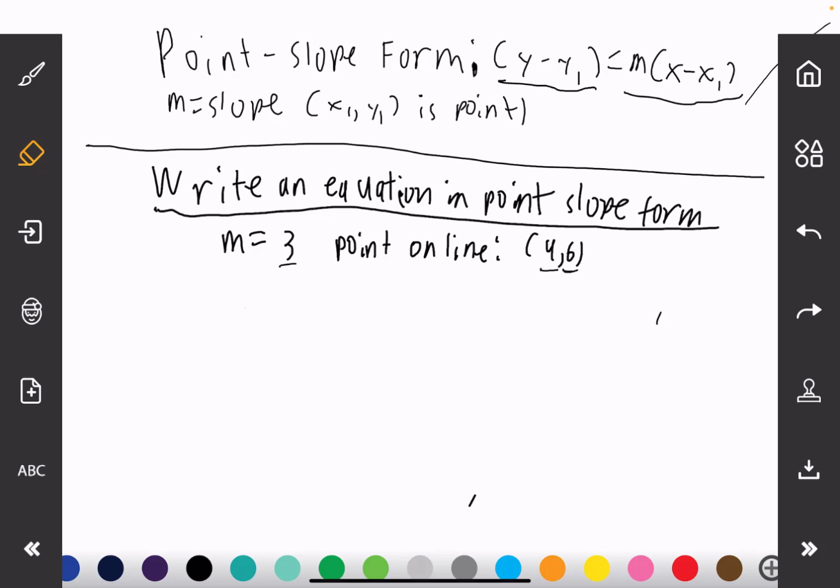It says write an equation in point-slope form. So we have m is 3, and a point on the line is (4, 6). So all we need to do is substitute these values into the point-slope form equation.